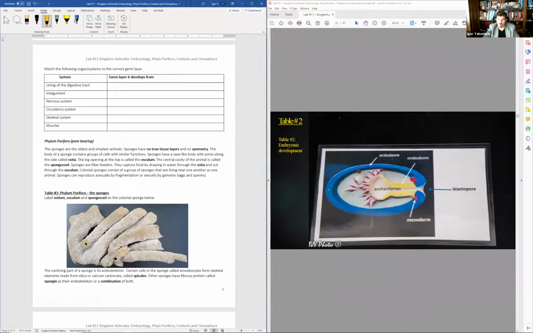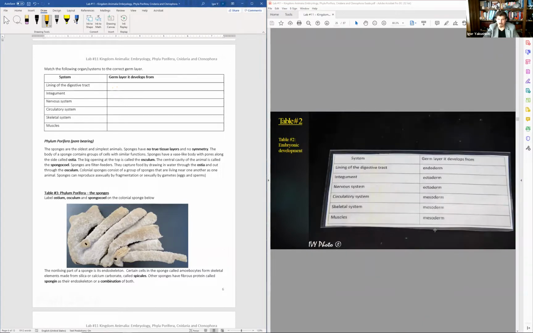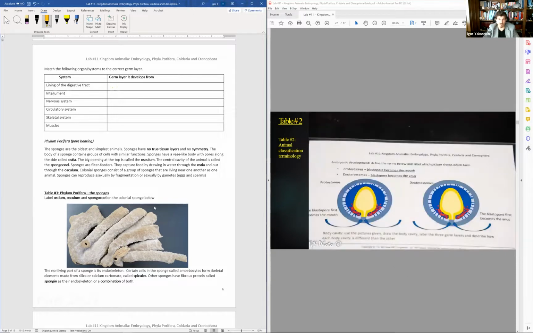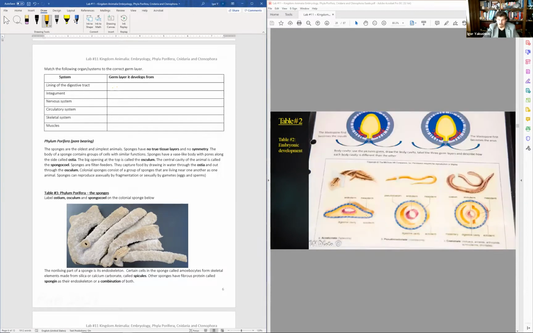So here we go, the labels, and it gives you that particular table with the correct answers. All right, yeah, here we go, the blastula, the cavities. Make sure, guys, that you will be able to identify the examples and what is acoelomate, pseudocoelomate. It will be on the test.